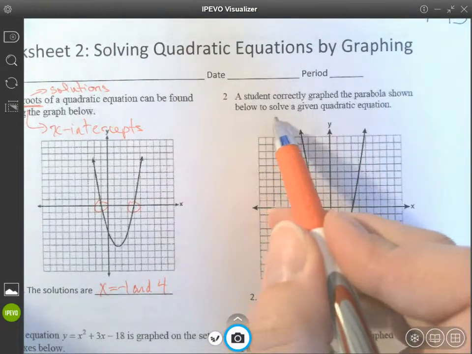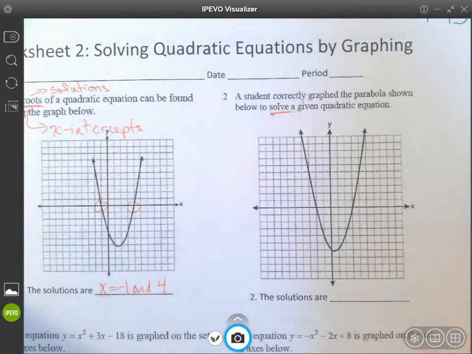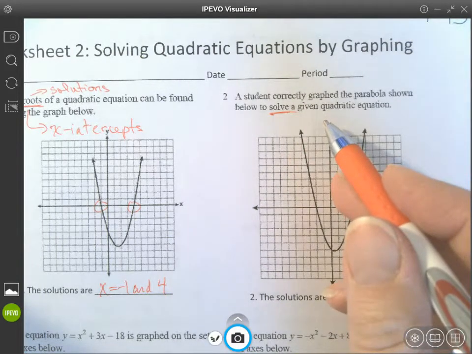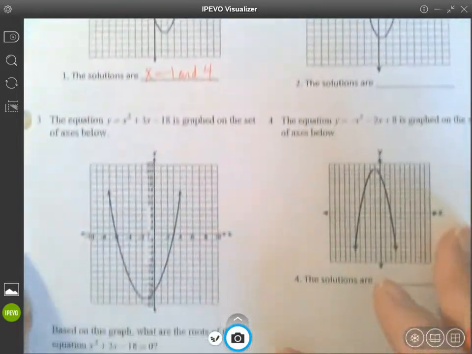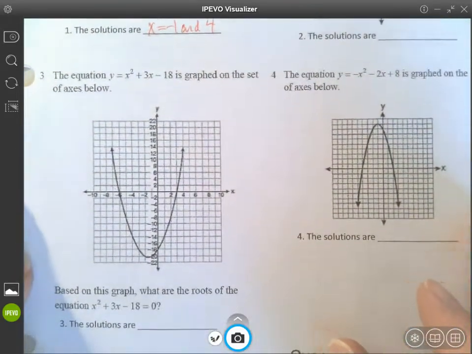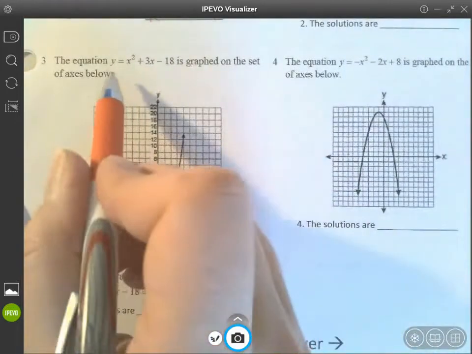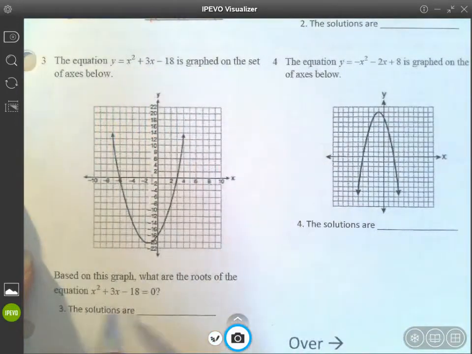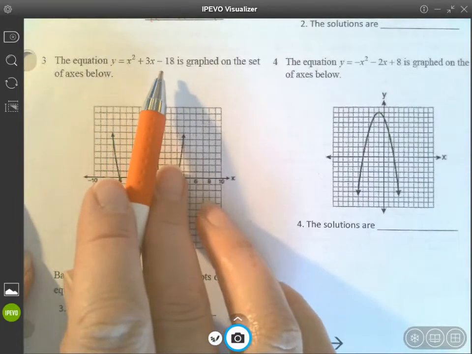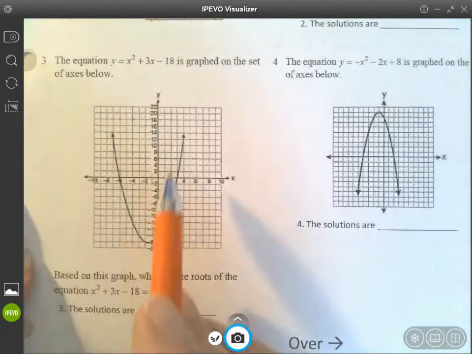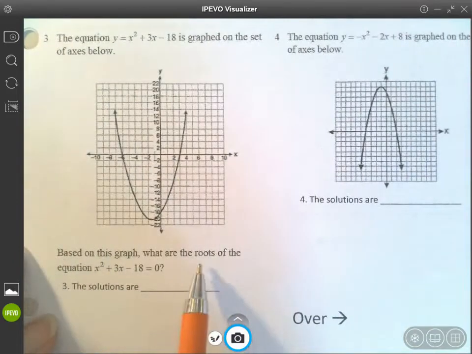Now, if you look at the next one in the directions, a student correctly graphed the parabola shown below to solve a given quadratic. And if you're solving a quadratic, what am I looking for? The x-intercepts. So these are all worded a little bit differently. I know you're probably looking at that one, but please look at the next one. They're giving you the equation, and then they repeat it down here. So the equation's y equals x squared plus 3x minus 18. It's graphed on the axis, so you don't have to graph it. Based on this graph, what are the roots?